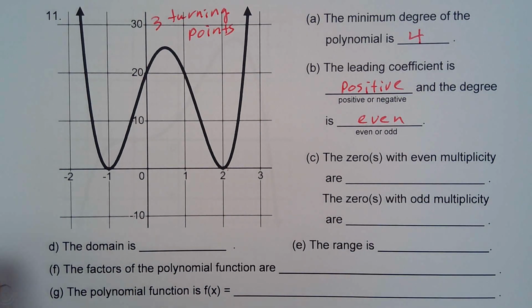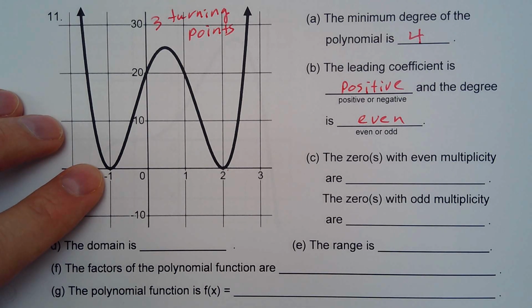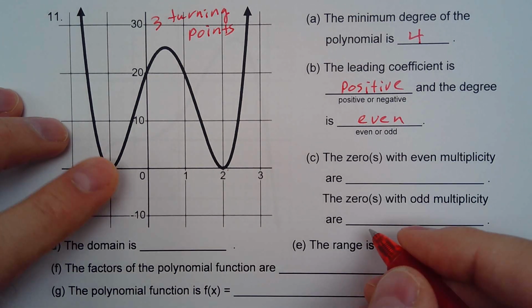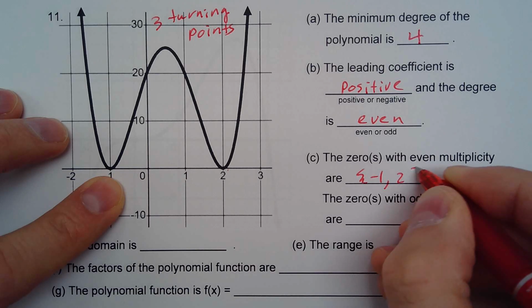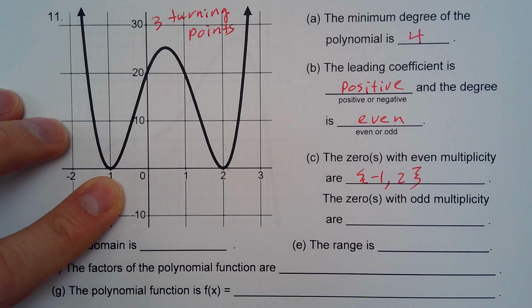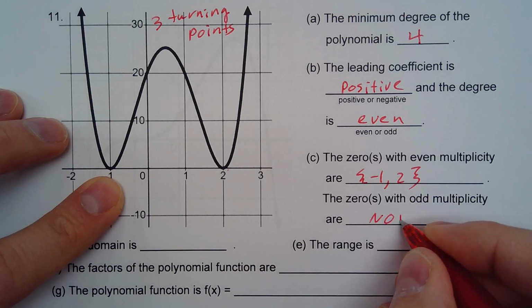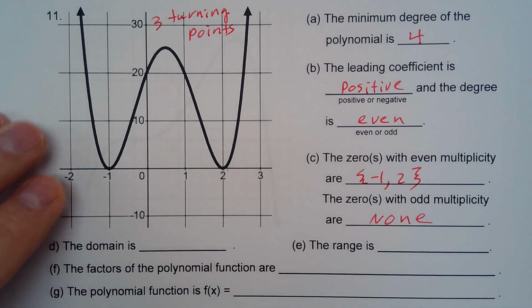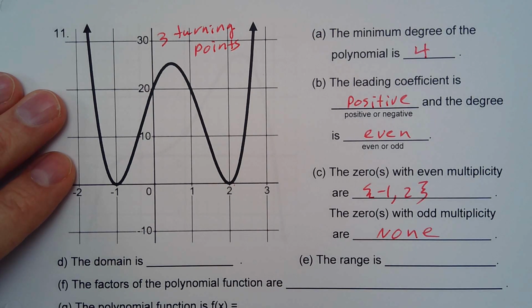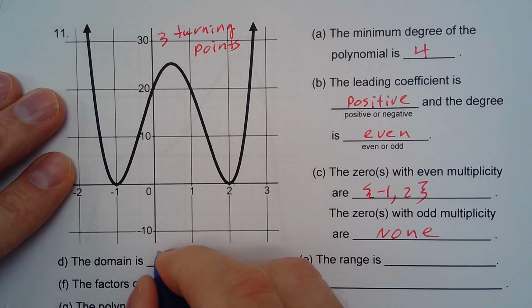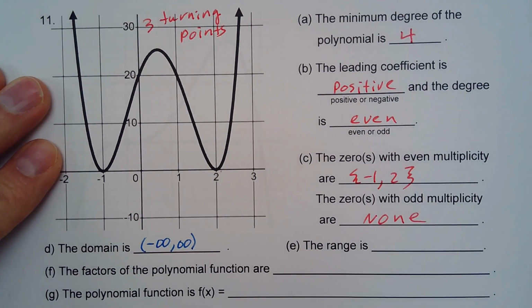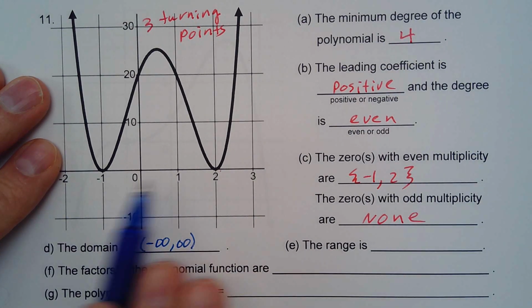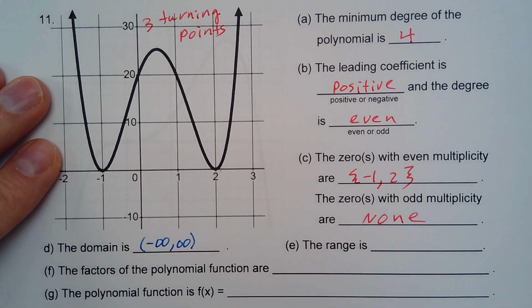Zeros with even multiplicity. Well, actually both of them do, right? -1 and 2. For odd multiplicity, there's none. Domain here is all real numbers. Anytime working with a polynomial function, it's going to be all real numbers. Range, however, well, this starts at 0, goes 0 to infinity.